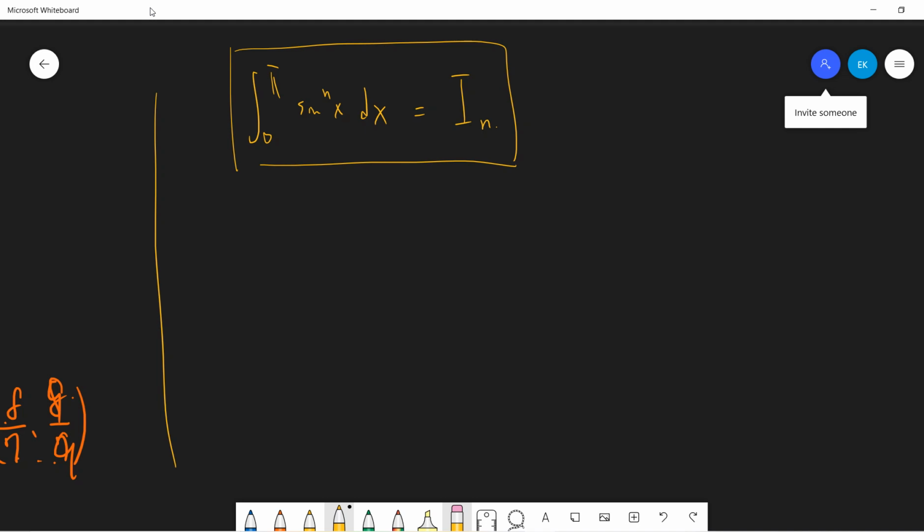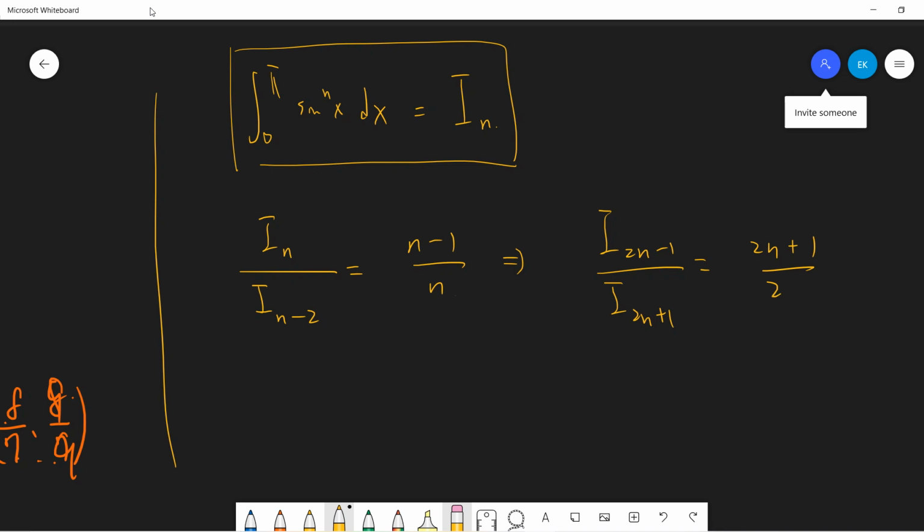The result, which I will leave in the comment so you can check, is that I_n divided by I_(n-2) is (n minus 1) divided by n. So you can check it, changing it to I_(2n) over I_(2n-2) is (2n minus 1) divided by 2n, and I_(2n+1) over I_(2n-1) is 2n divided by (2n plus 1). And then you can easily check I_0, which is n equals 0, and is just pi, and I_1, which is 2.